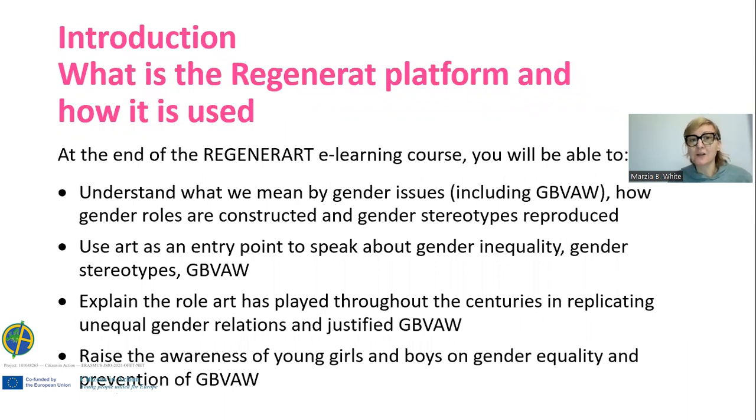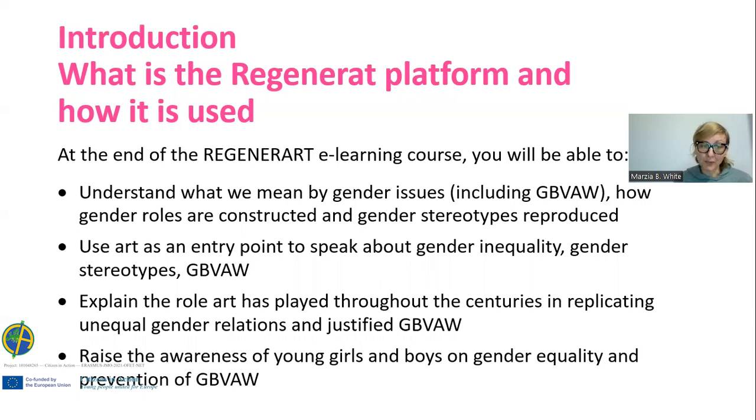So, at the end of the Regenerate e-learning course, you will be able to understand what we mean by gender issues, including gender-based violence against women, how gender roles are constructed and gender stereotypes reproduced, use art as an entry point to speak about gender inequality, gender stereotypes, and gender-based violence against women. Explain the role art has played throughout the centuries in replicating unequal gender relations and justifying gender-based violence against women.